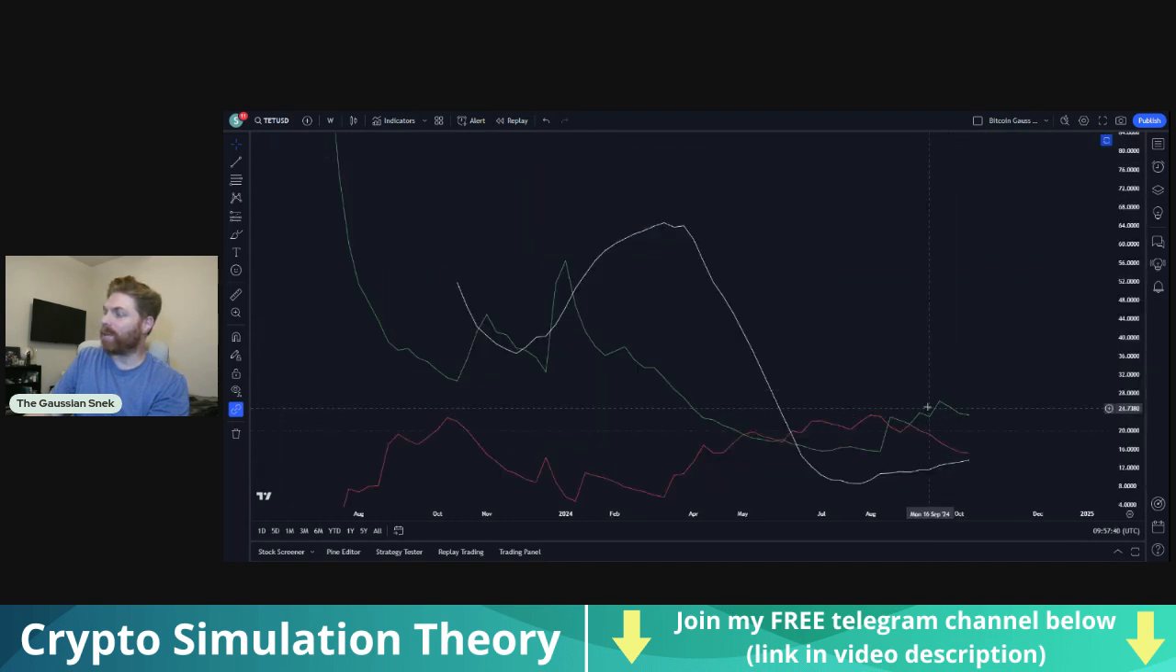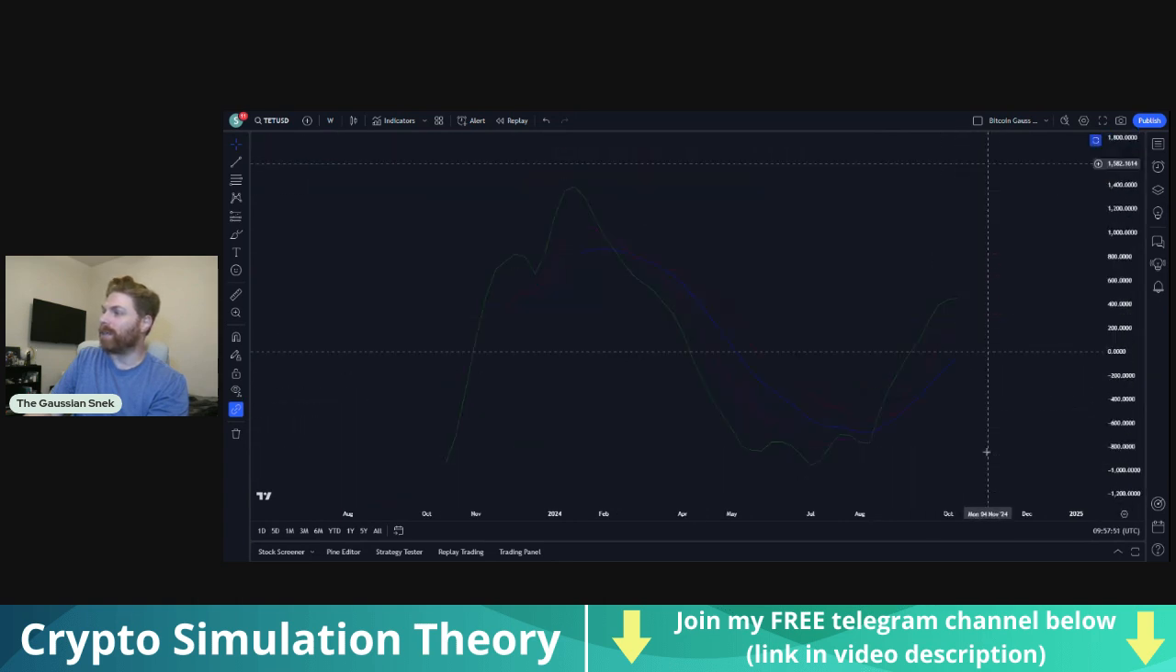ADX and DI does reveal an uptrend taking place, but with fairly weak trend strength. Although look how it is starting to creep up. So that's a positive sign. Even if TET were to pull back a little bit, I think it's doing pretty well.